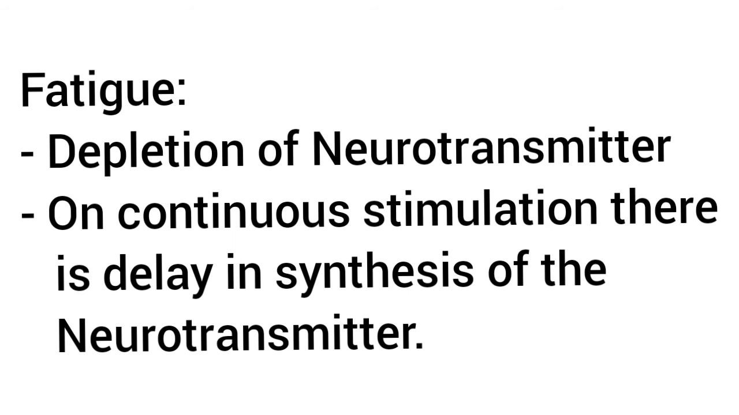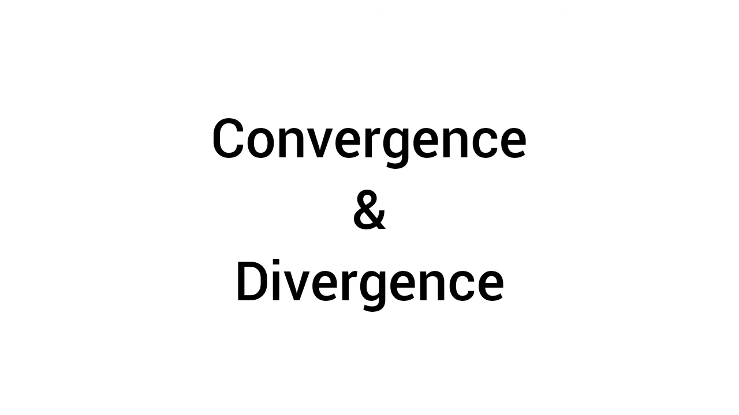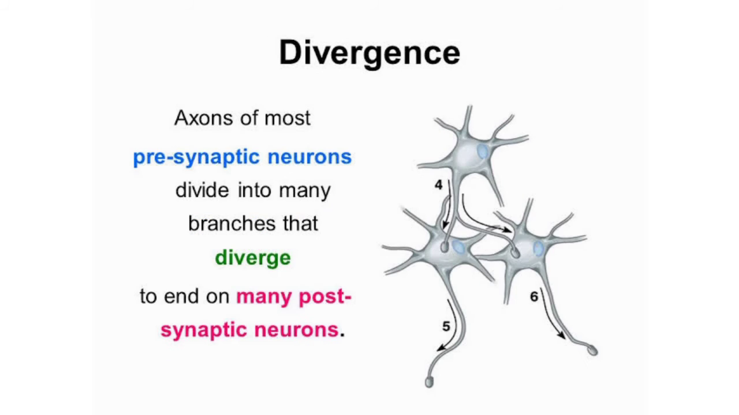Now, fatigue occurs due to the depletion of the neurotransmitter, and also due to the continuous stimulation, there is delay in the synthesis of neurotransmitter. Next one is summation. There are two types of summation: spatial and temporal summation, which was told before. It is an additive phenomenon in which there is production of action potential. Convergence and divergence. It means that in convergence, many presynaptic neurons converge into a single postsynaptic neuron, and in divergence, one presynaptic neuron terminates on many postsynaptic neurons.